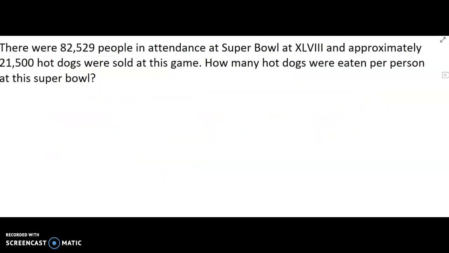There were 82,529 people in attendance at the Super Bowl. I have too many words in there. And approximately 21,500 hot dogs were sold at this game. Now, if we just stop there, I can get an idea of what 82,000 people look like, right? Think about a football stadium. That's what we're talking about. And it's full.